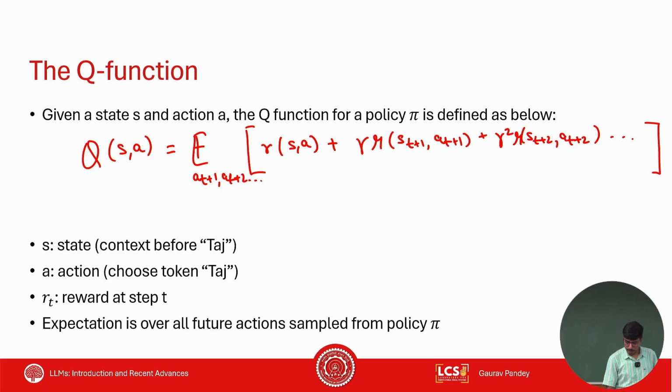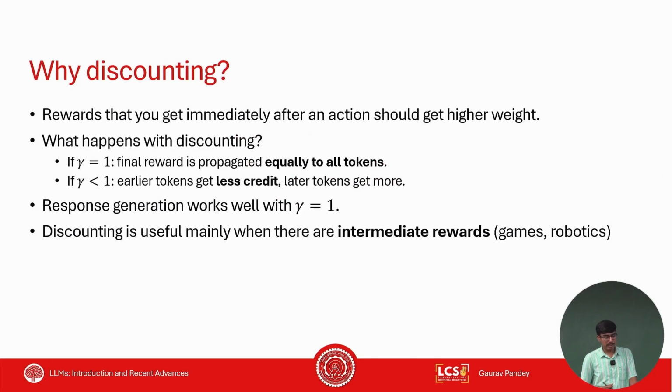Also, this discounting is there. So why do we need this discounting? This discounting is used when you're doing policy gradient or PPO in games, or for robotics. The reason is that suppose you are trying to train a robot, and it moved its hand from here to here, and in the end it achieved something. It got a different reward at different time steps.